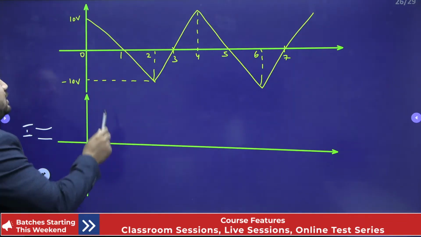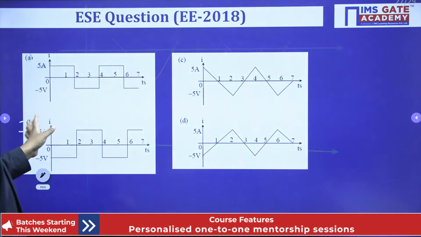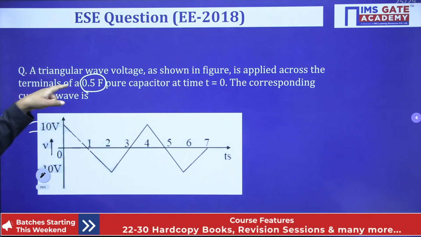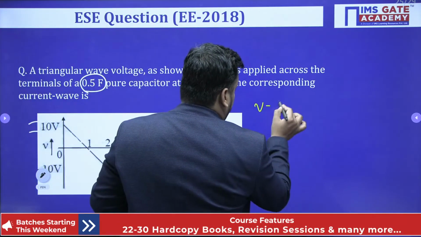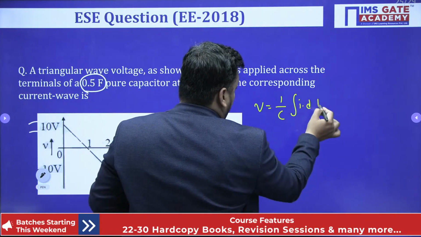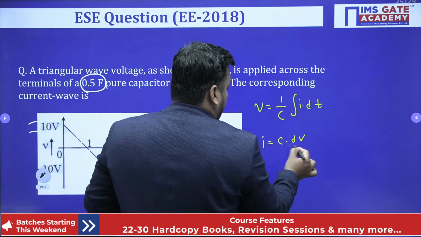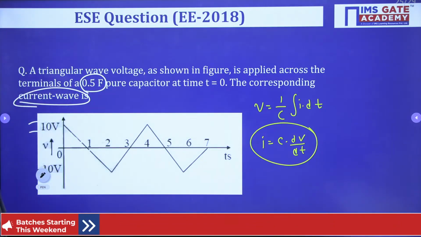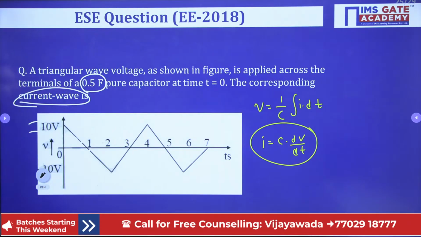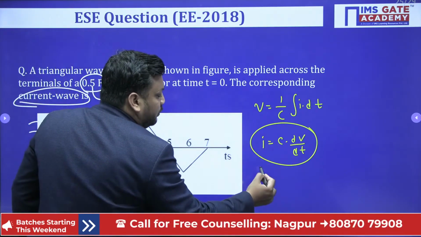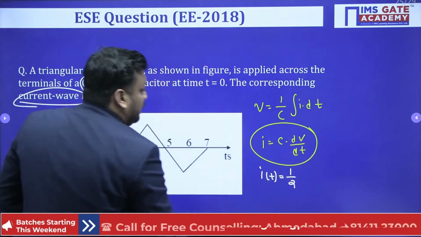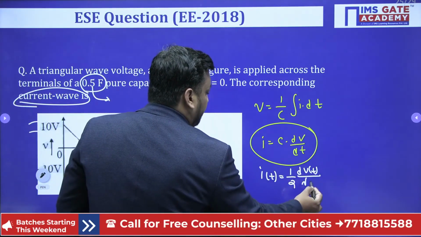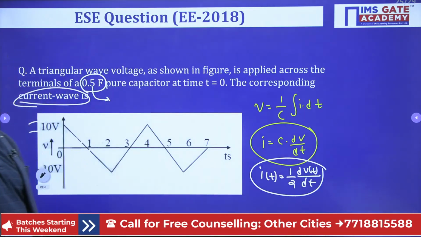Now student, this nature says that, why differentiation I am asking, because here the triangular waveform voltage is shown in the figure across the terminal of a 0.5 pure capacitor. You know that voltage V is equal to 1 upon C integration of I dt. So I is nothing but C dV upon dt. So if you are looking for the current waveform, you have to differentiate the voltage waveform whatever is given. And you have to provide the capacitance value for the amplitude shifting as well. So i(t) is nothing but capacitance value 0.5, that is 1 by 2, and here you need to write dV(t) upon dt.